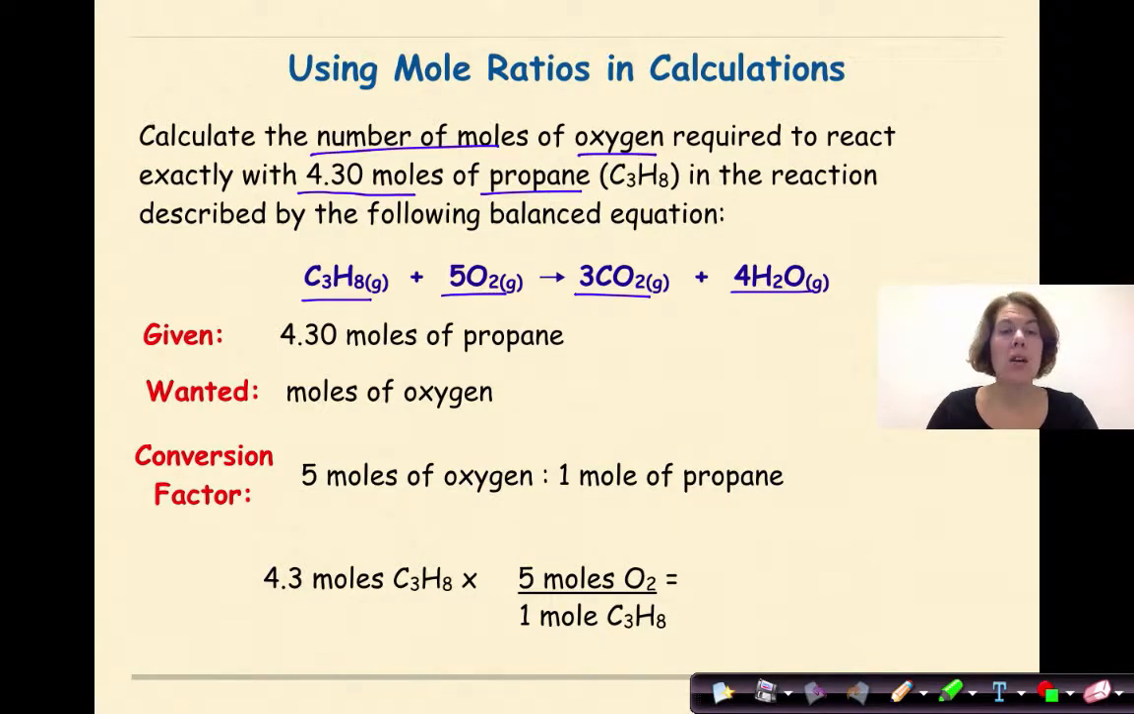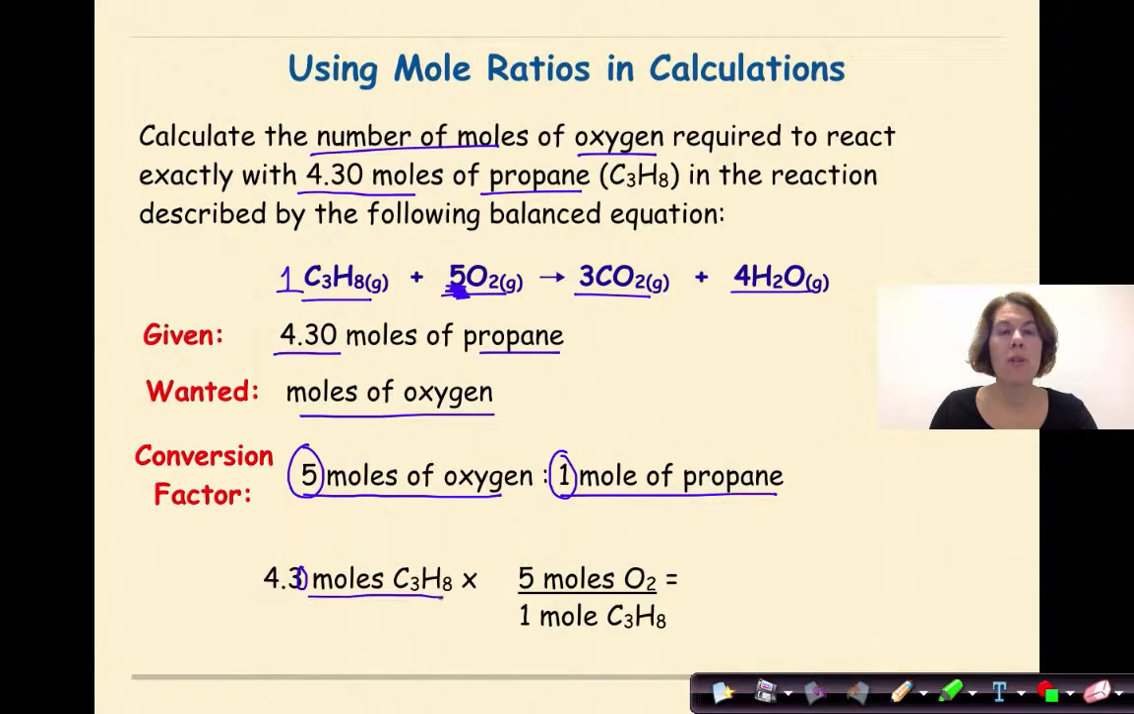My given here is 4.30 moles of propane. What I want is moles of oxygen. So the conversion factor that I'm going to look at is my ratio between moles of oxygen and moles of propane. Again, I get these numbers from the balanced equation listed right here. So here's 5O2, and here's an assumed 1 in front of the propane. I'm going to start out by writing my given, 4.30 moles of propane, my multiplication sign and a line.